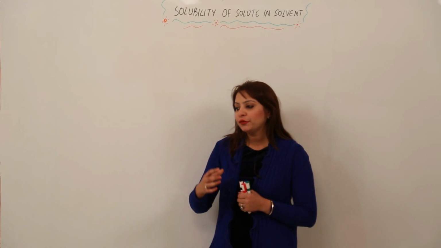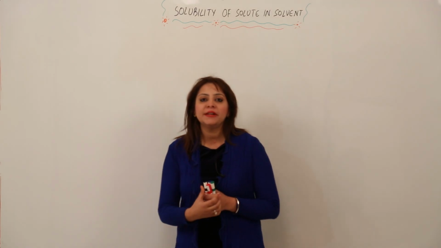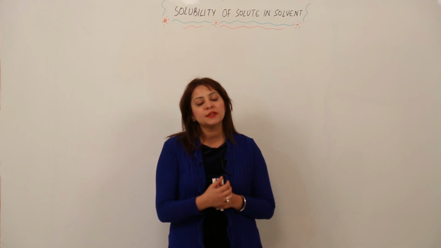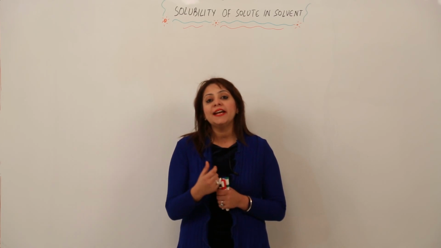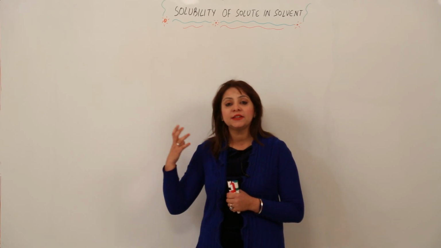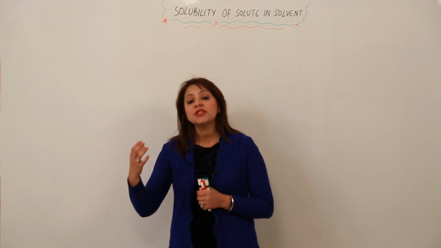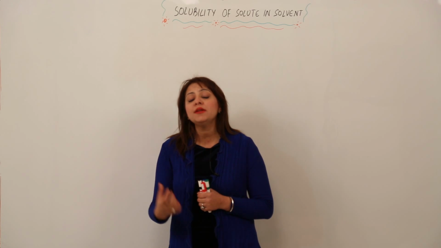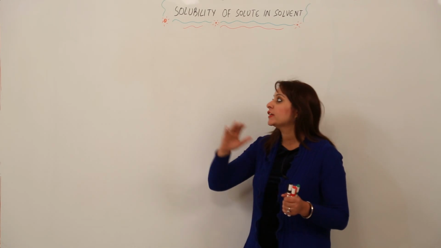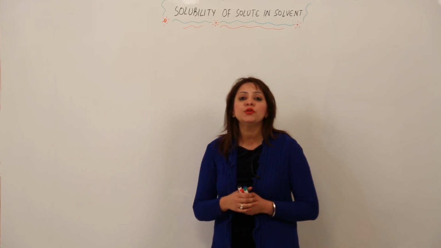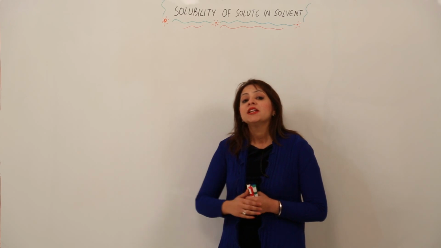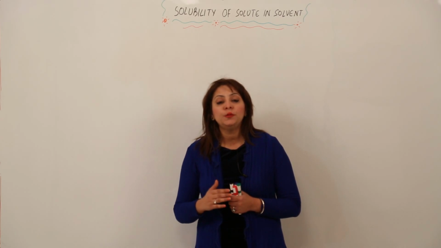For example, I'm taking a glass of water and I'm adding sugar to it. Sugar is present in a small amount and it gets dissolved, so sugar is considered the solute. And the water, which is taken in a large quantity and which dissolves the solute, is regarded as the solvent. So we are now considering the solubility of solute in a solvent. So what do you mean by solubility? First of all, you should know what solubility actually is.